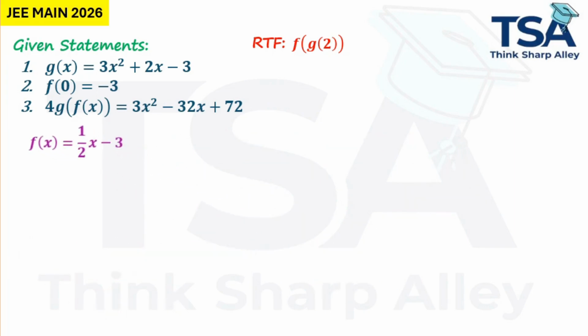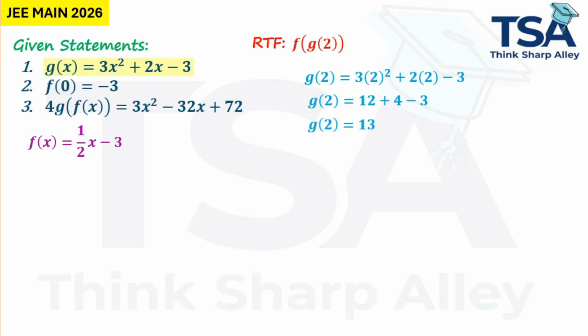But the problem asks for f(g(2)). So we resolve this from the inside out. We have g(x) equal to this. We put 2 in place of x to find out g(2). And that is 13. So f(g(2)) is basically f(13).